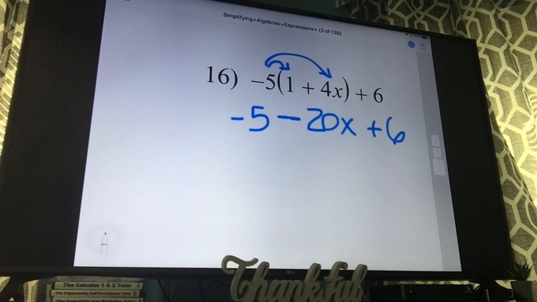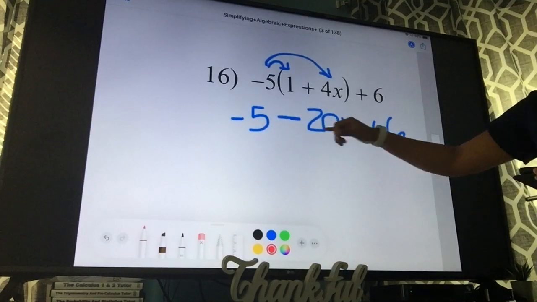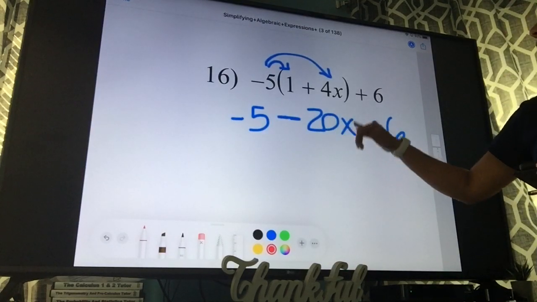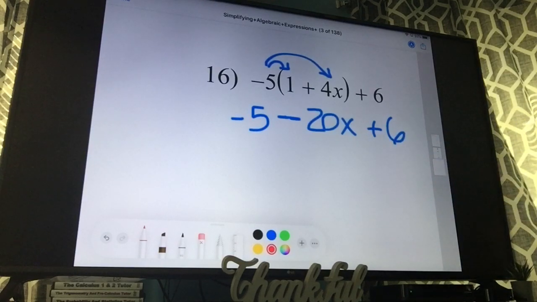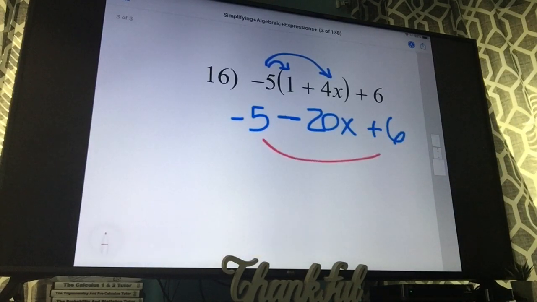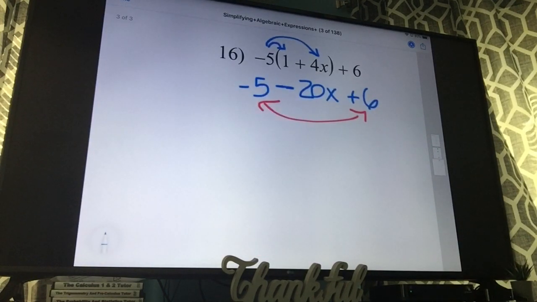Okay? And then we say, well, what can we combine together? Well, I have a negative 5. He's got no name. A negative 20x. So his last name's x. And a positive 6. He's got no name. So the no names we can combine together. So negative 5 plus positive 6 is going to give me a 1. Minus the 20x, because we can't combine that with anything.